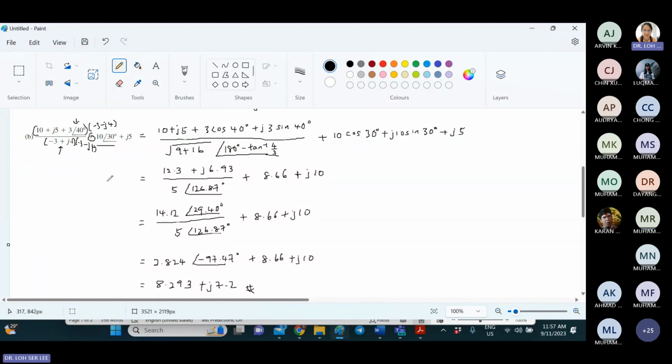Any more questions? Can you repeat how to get J7.2? J7.2, this is imaginary, right? Imaginary means R sine theta, R sine theta, and then plus 10.